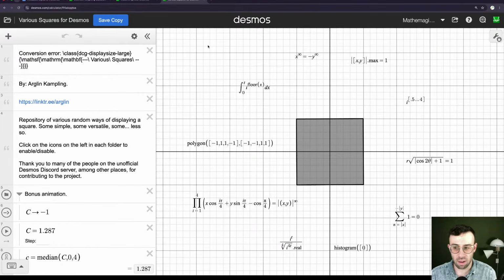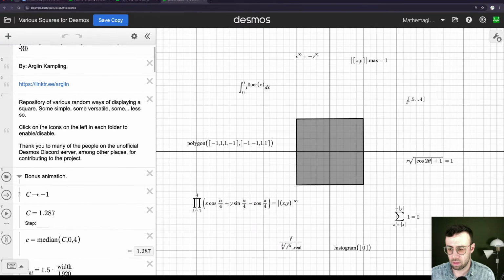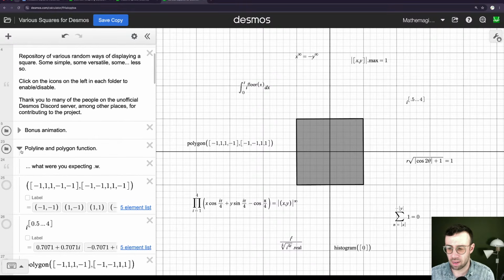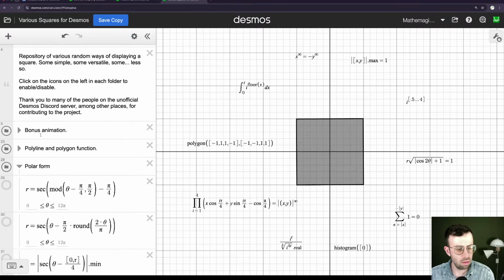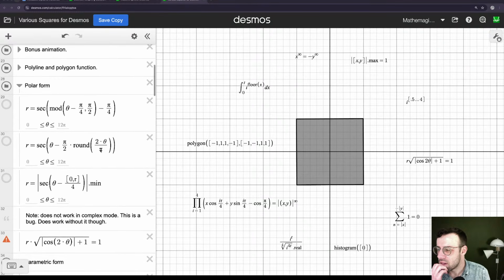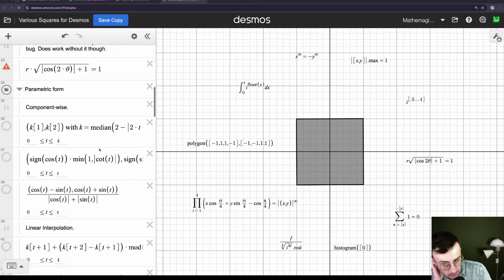We have this fun graph. Oh, but I think I saved it so that I could look at the animation. We have all these graphs of squares that Argman compiled. Math. Yeah, it could be fun. Let's see.